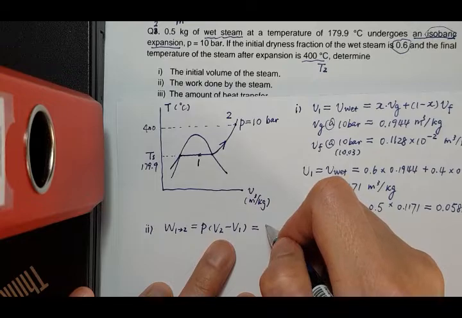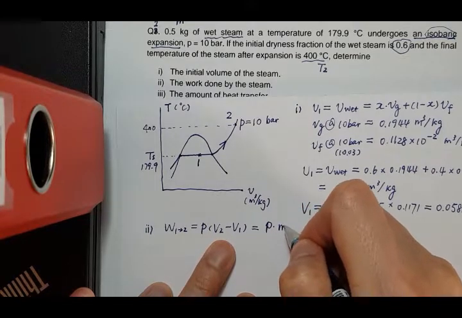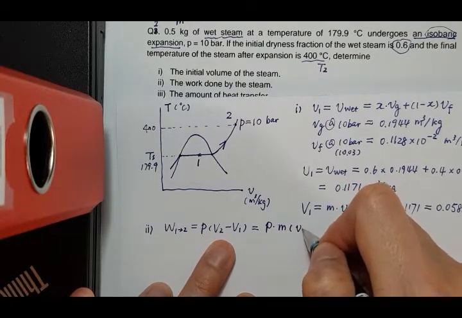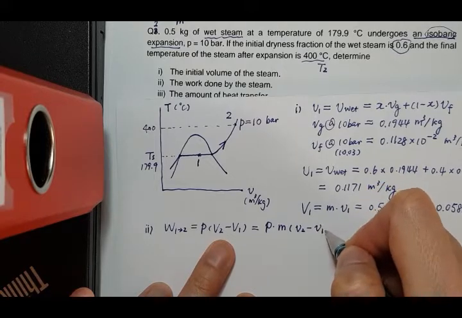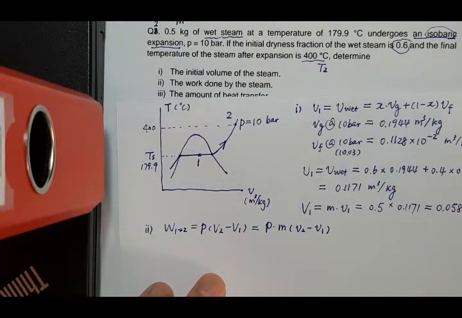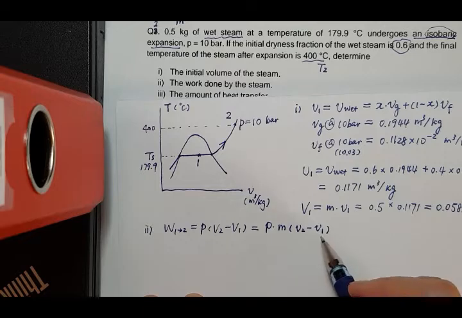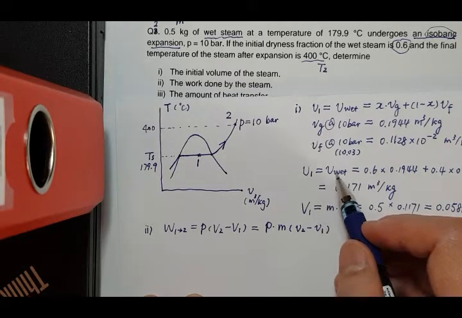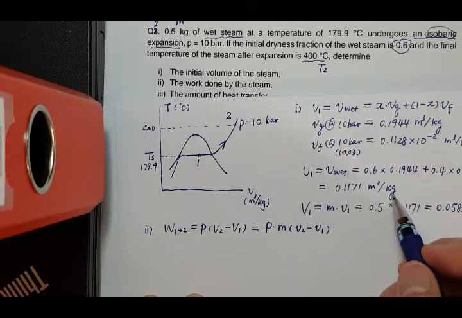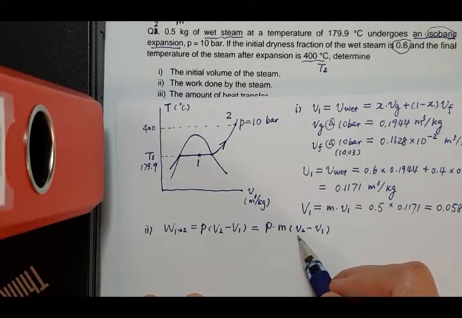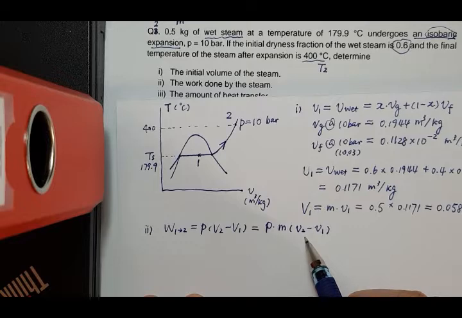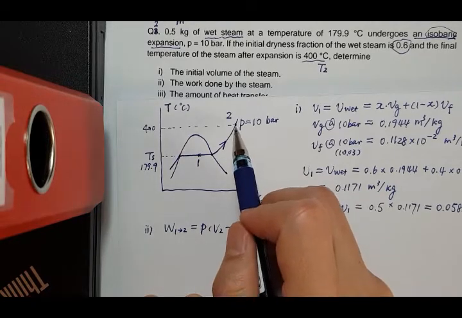So I'm just going to write this as P times m, lowercase v2 minus lowercase v1. So v1 we already calculated, v1 is v wet. And then what we need to find out is v2. So let's think about v2. v2 is the end state. So our end state is here.